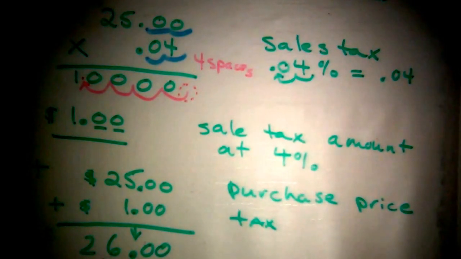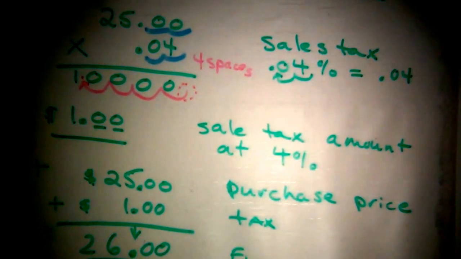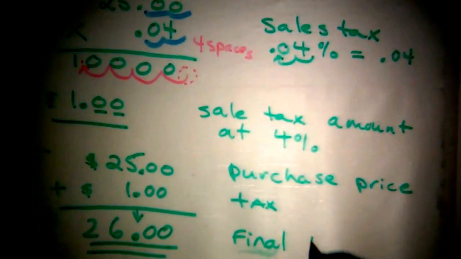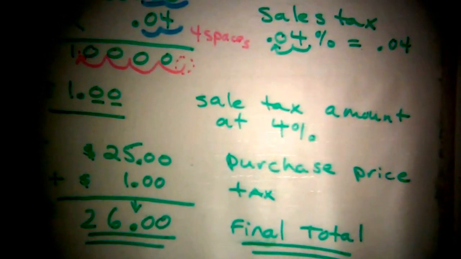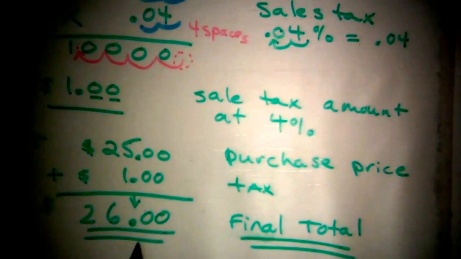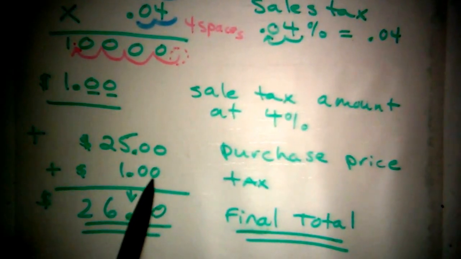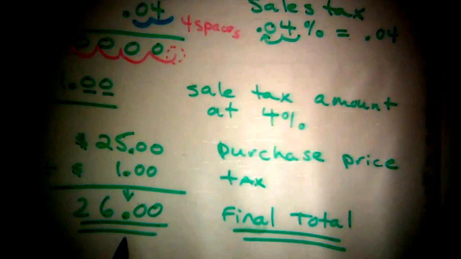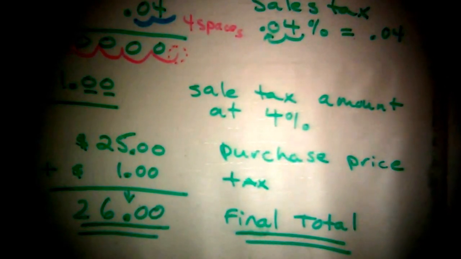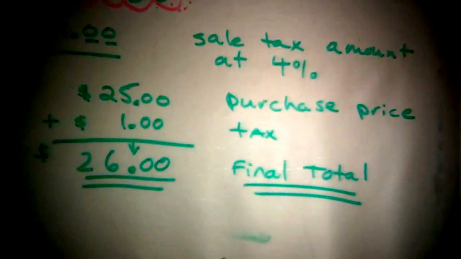My final total is $26. That means when I go to pay, I need to pay for the purchase price plus the sales tax, which is a total of $26. Alright, let's do another example.